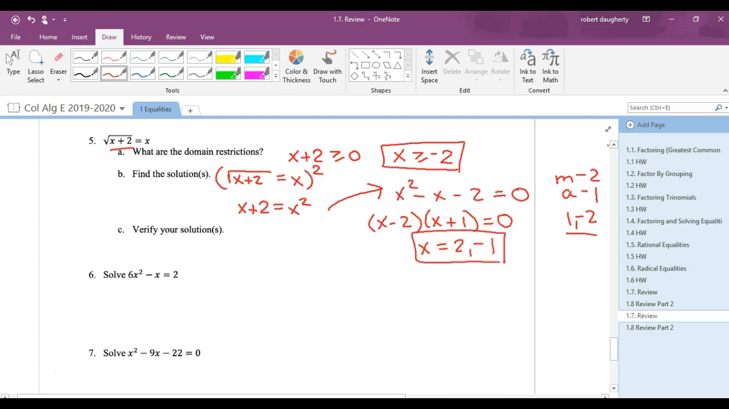My solutions had all better be greater than or equal to negative 2. So 2 is greater than negative 2. Negative 1 is greater than negative 2. So when I check these answers, they should work. Another way of doing this is to check these answers. Let's plug those numbers back in: square root of x plus 2 equal x.